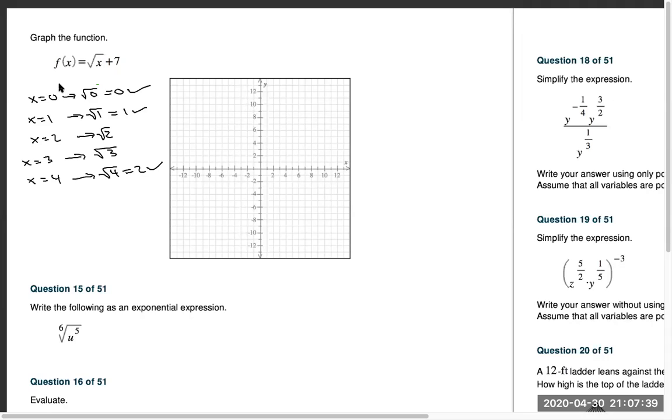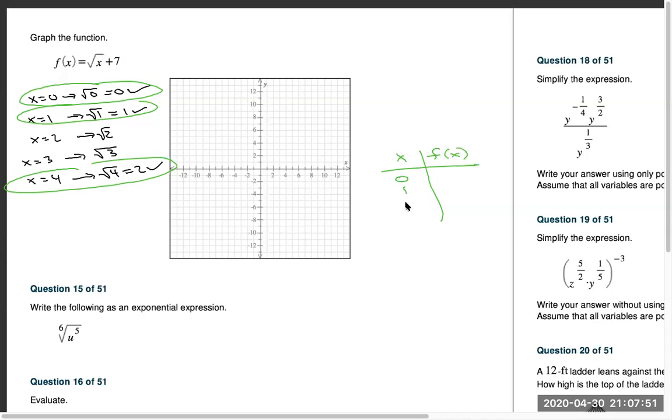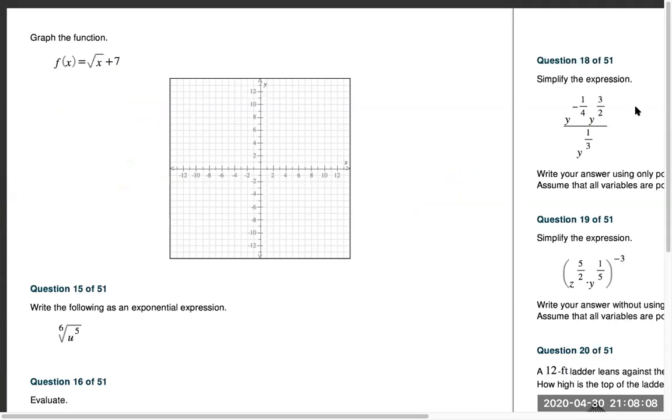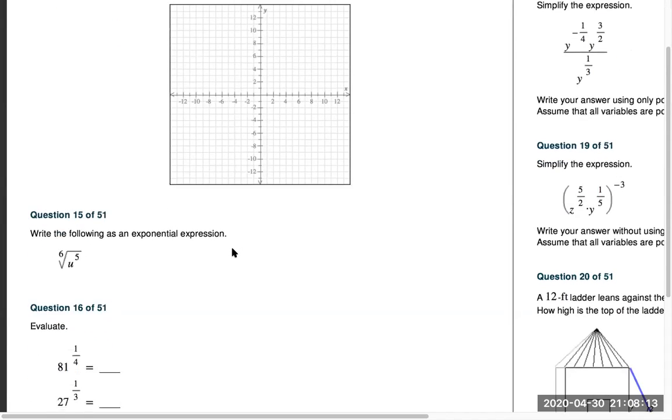So these are the x values I want to include in my table. And then I find the corresponding f of x values by plugging in. Okay. So let me know if you have troubles with those particular problems, and I can cover some of those. Let me clear this out and then move on down.